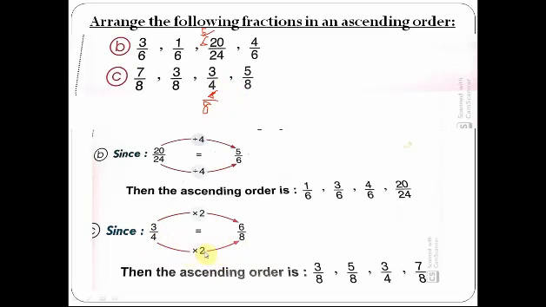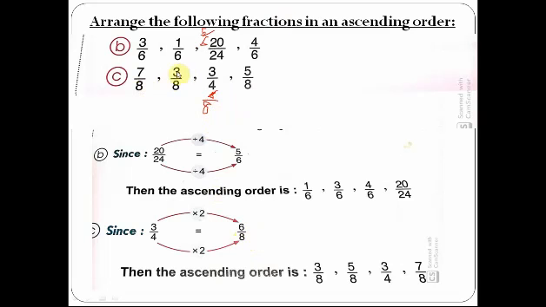I multiply the denominator by 2, so I should multiply the numerator by 2. 3 multiplied by 2 equals 6. And 4 multiplied by 2 equals 8. 6/8. Now, can I arrange? Yes, all the denominators are the same. They are 8. So the smallest numerator is the smallest fraction.